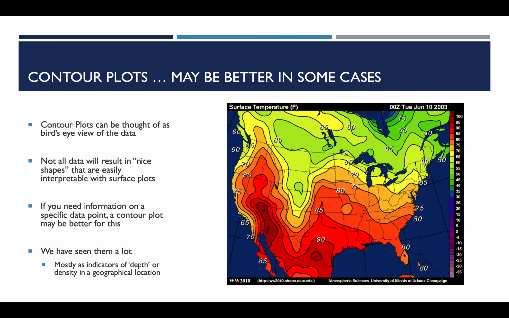Anytime that there's indicators of depth or indicators of density in a geographical location, we tend to see these contour plots. Things like maps, trails at a park, maybe representations of depth of the ocean in certain parts. A lot of the times we associate them with maps, but that's not to say that they're not really useful for business analytics data. And in this case, in this graph, we have surface temperatures of the United States in 2003.